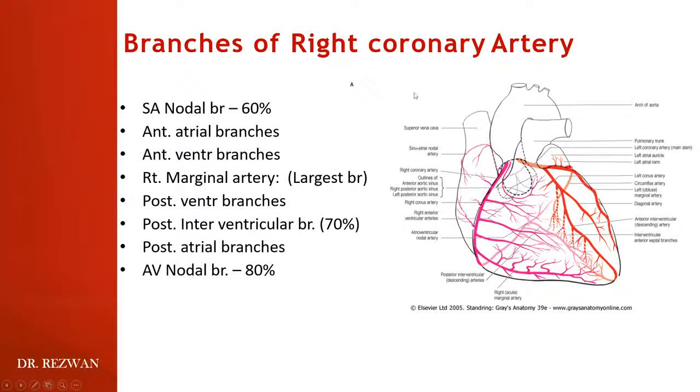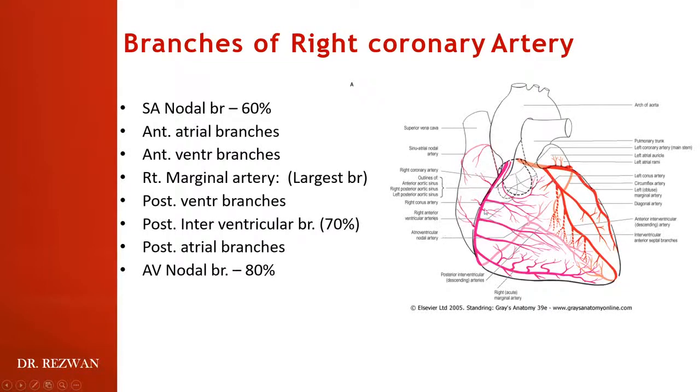Now, what are the branches of the right coronary artery? A lot of branches are coming, as we can see. The SA nodal branch, because the SA node is mainly supplied by the right coronary artery, about 60% of the supply coming from the right coronary artery. Then the anterior atrial branch, the anterior ventricular branch, and the right marginal branch, which is one of the largest branches. We can see this is the right marginal branch. These are the ventricular branches. These are the atrial branches that we can see going into the atrium.